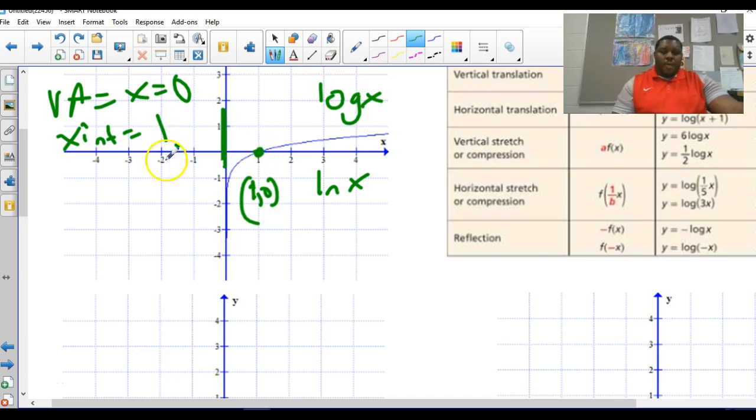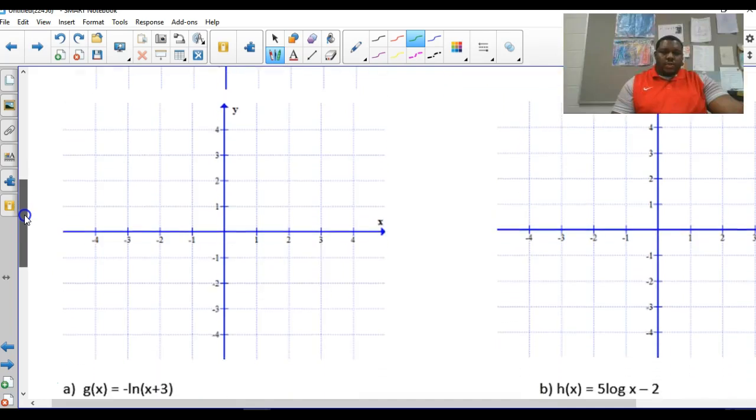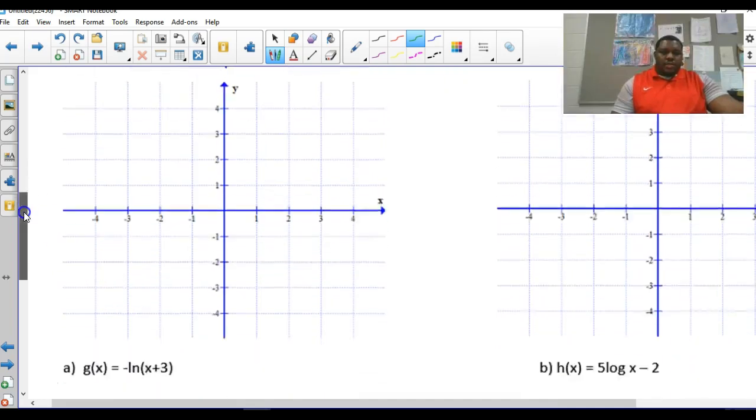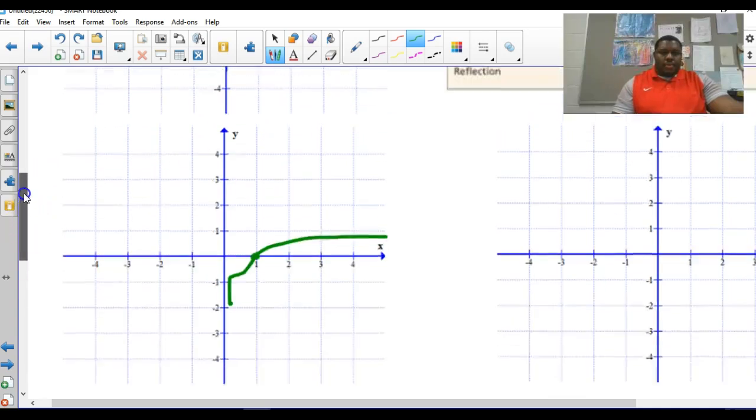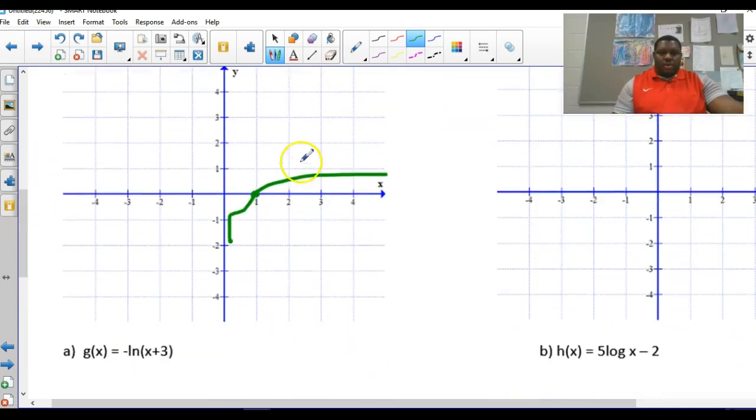All right, so what you got to do is this. Take the natural log function. Remember, we had that one point right there. I'm going to apply all these rules to this. Here's your parent function, and it looks something like this. It keeps going. I probably made mine a little too round.